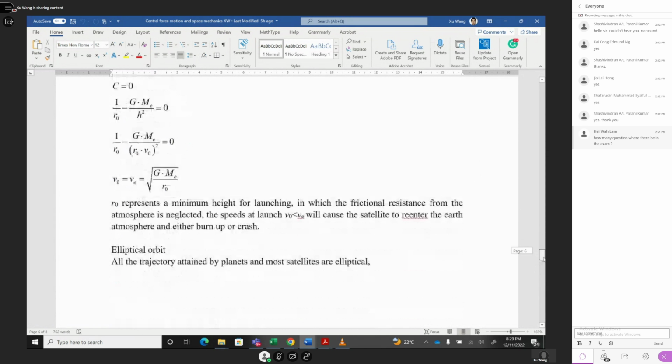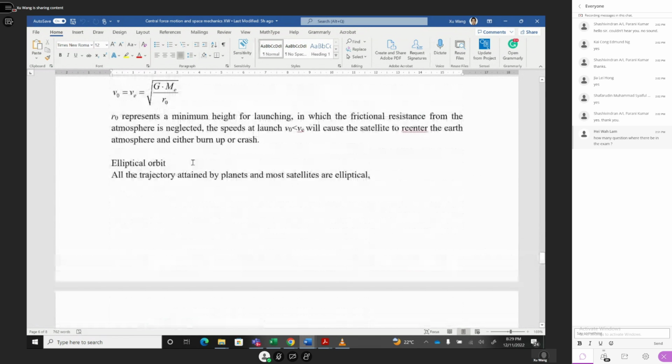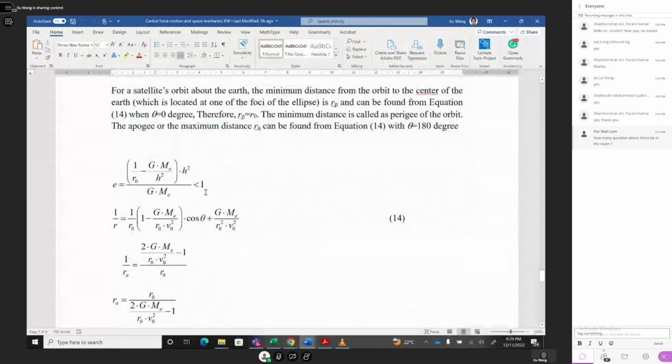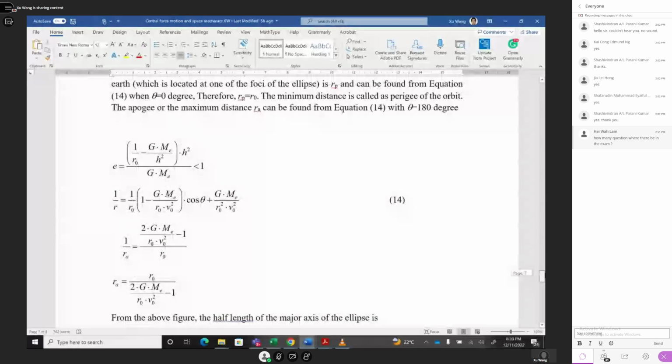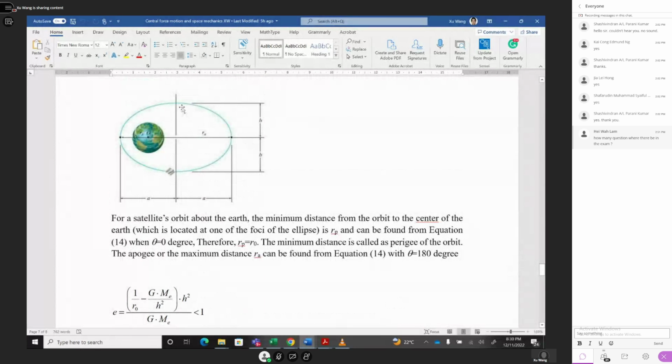Then we go to the elliptical orbit. For the elliptical orbit, you have to use E again. E should be less than 1, and with E less than 1, you can solve this. You have to satisfy this RA. In the ellipse, you have two distances: this is RA and this is RP, right? This is B and A, right? So this is the shorter distance, RP, and the long distance is RA. Okay, this is 2B and this is 2A.